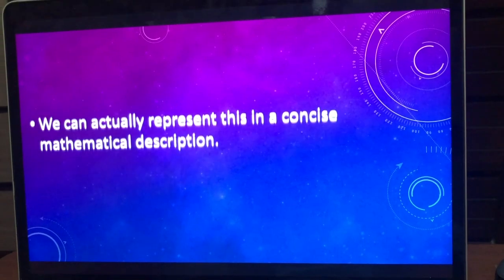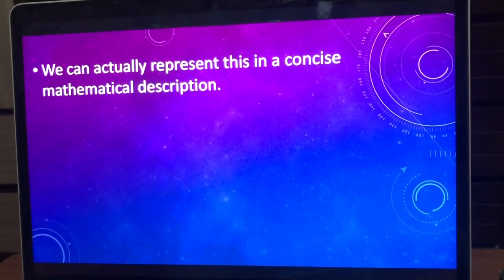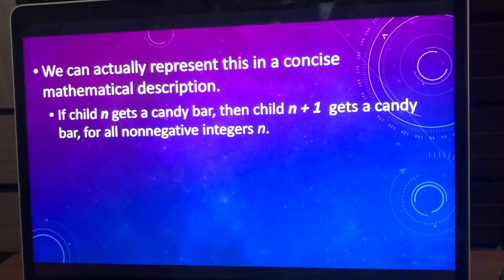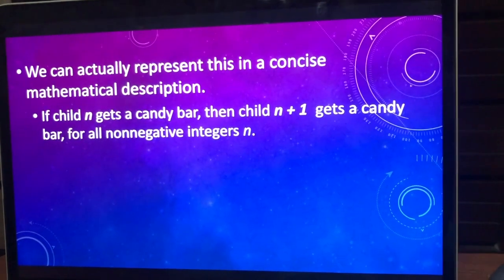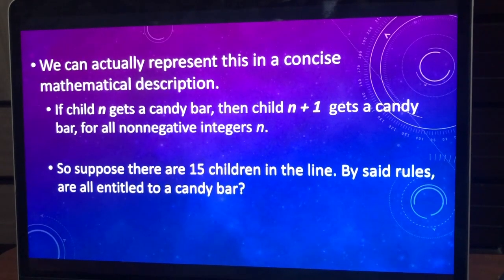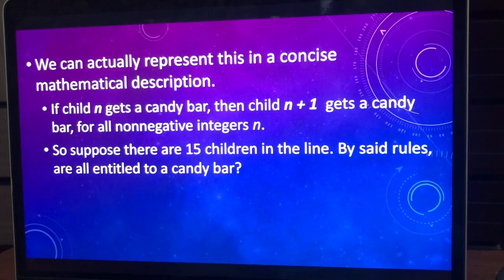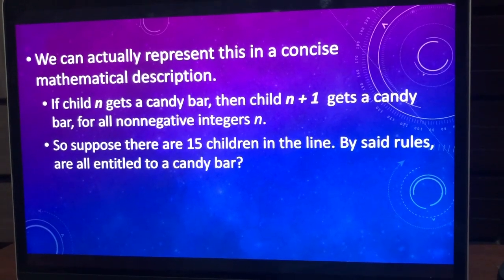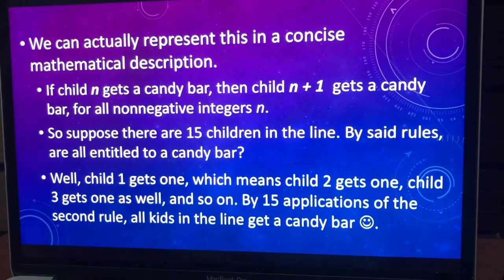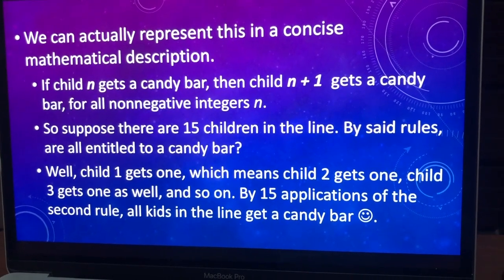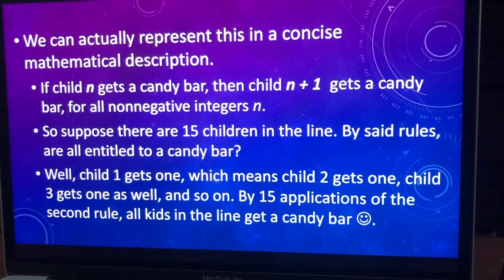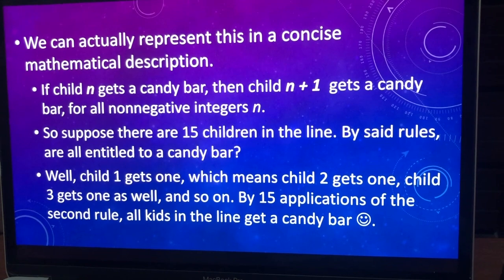We can actually represent this in a concise mathematical description. If child n gets a candy bar, then child n plus 1 gets a candy bar, for all non-negative integers n. So suppose there are 15 children in the line. By said rules, are all entitled to a candy bar? Well, child 1 gets one, which means child 2 gets one, child 3 gets one as well, and so on. By 15 applications of the second rule, all kids in the line get a candy bar.